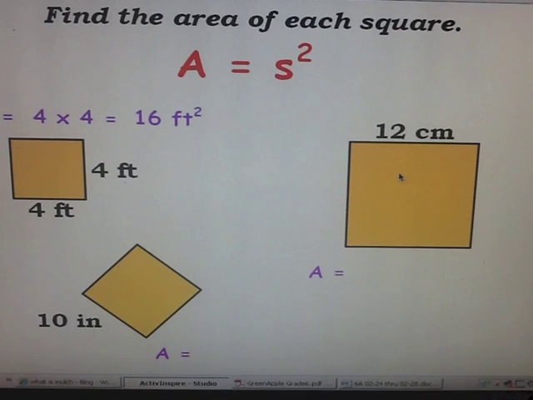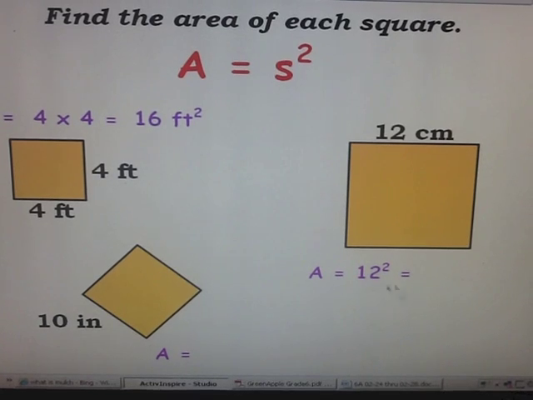Let's try this one over here, 12 centimeters. Again, it's a square, all the sides are equal. So we're going to square 12, and 12 squared equals 144. So the area of that square is 144 centimeters squared.